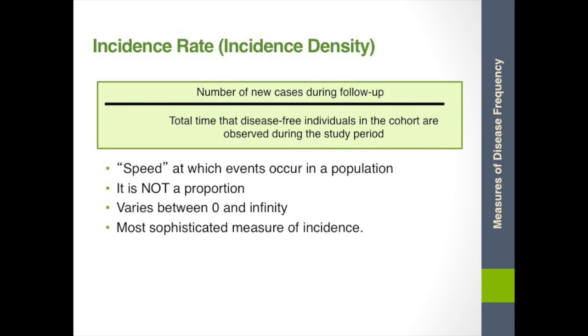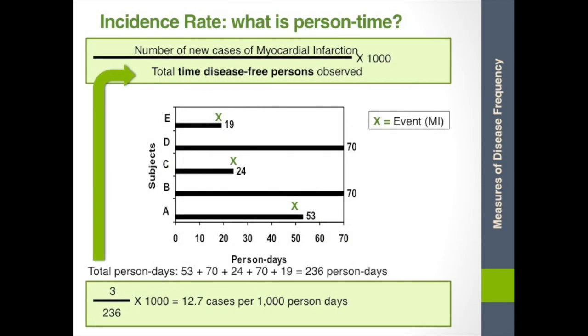Now, incidence rate or incidence density describes the number of new cases of disease that arise during a specific person time. The numerator is the same as that of the cumulative incidence, but the difference between the two measures lies in the denominator. The incidence rate includes time in the denominator, and therefore it's a true rate. Incidence rate is the most sophisticated measure of incidence, and it accounts for losses to follow-up, competing risks, and dynamic turnovers. What is person time?